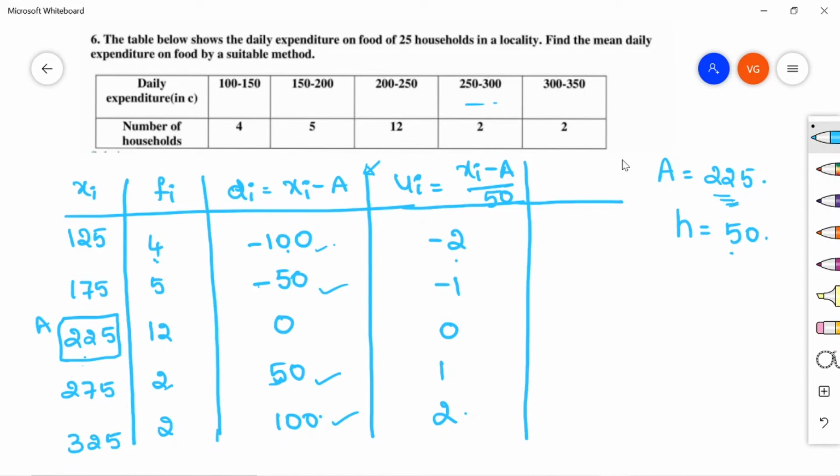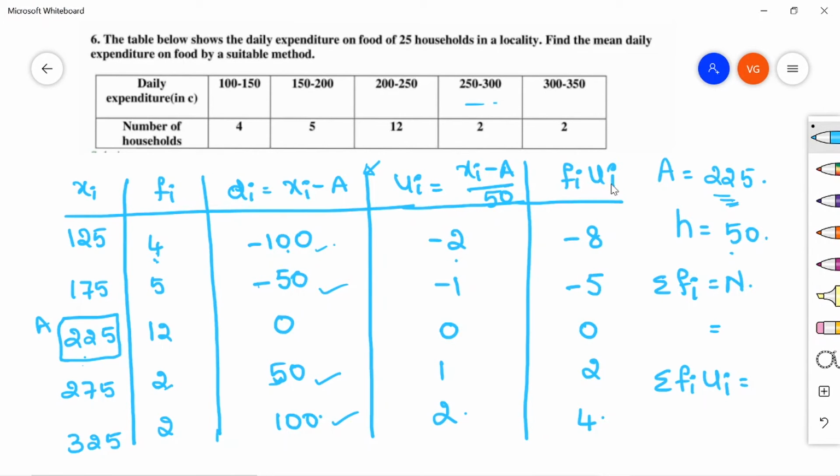Write it in the fifth column, fi ui. So this will be minus 8. Now 5 into minus 1 is minus 5, then 0. 2 into 1 is 2, 2 into 2 is 4. Now you have to find sigma fi, which is nothing but n, the number of entries, and also sigma fi ui. Sigma fi, if I add up all the entries in the second column, will be 25. And if you add sigma fi ui, that is minus 7.